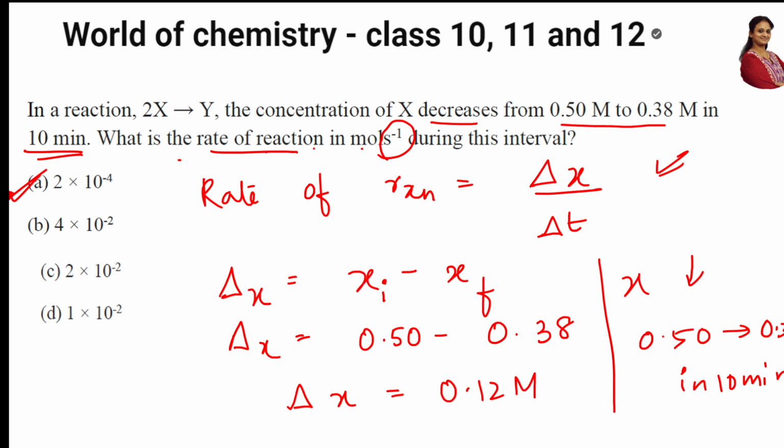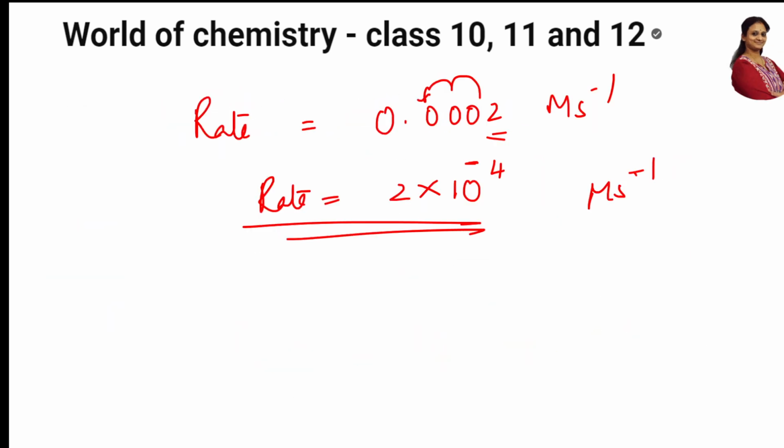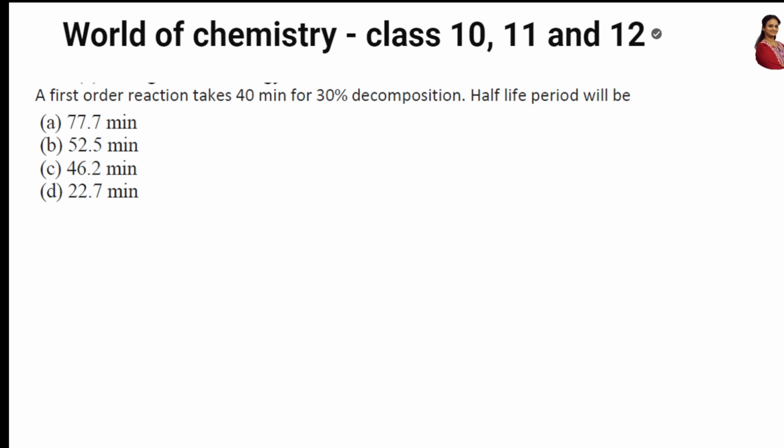Let us see one more question. Here we are going to do this question without a log table. Let us see. A first order reaction takes 40 minutes for 30% decomposition. What is the half life of it? Oh, simple. But remember, this question involves log. We are going to find out log without a log table, because they will not give you a log table, right?